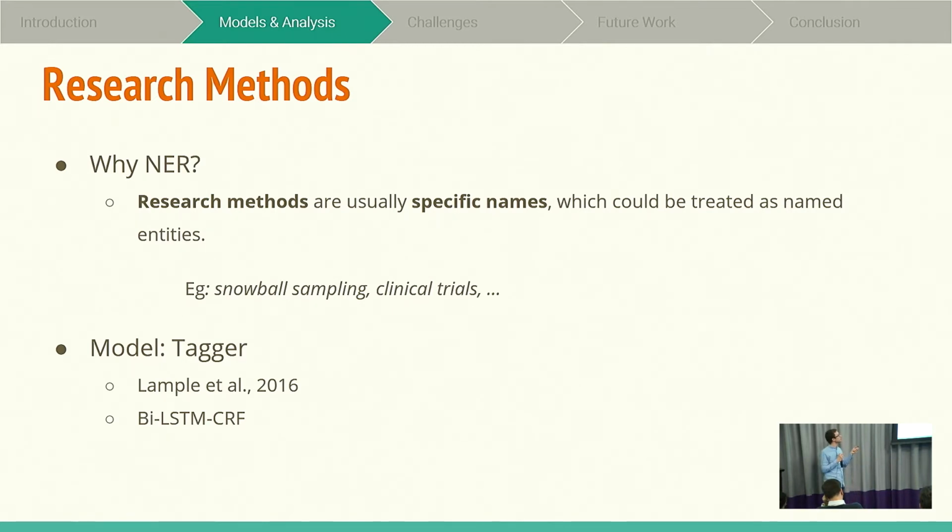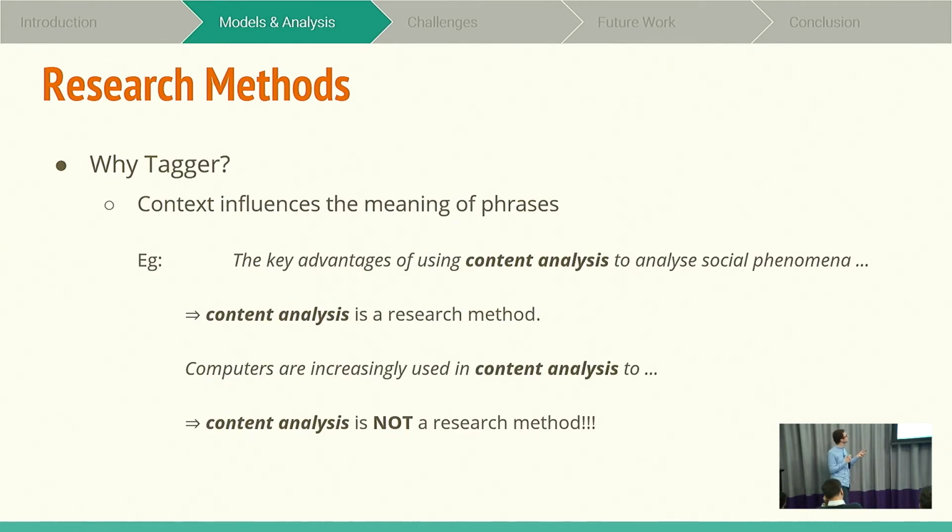So we use the model called Tagger because this model can differentiate by context. We think that context is really important to define a research method. For example, in the first sentence, we have something like the key advantages of using content analysis to analyze social phenomena. Here, content analysis is a research method. But in the second example, computers are increasingly used in content analysis. Here, content analysis is not a research method. So the context is really important to find out research methods. And this model is able to use that context.